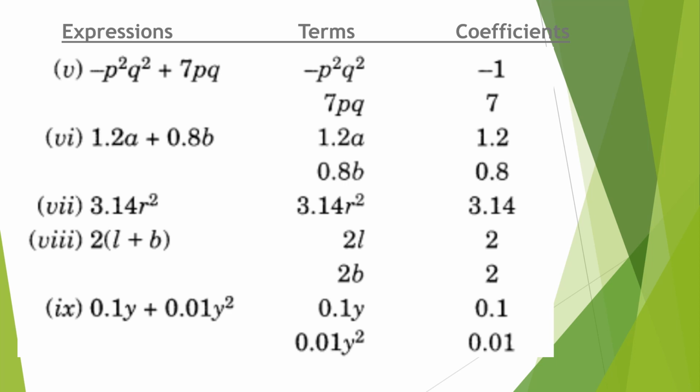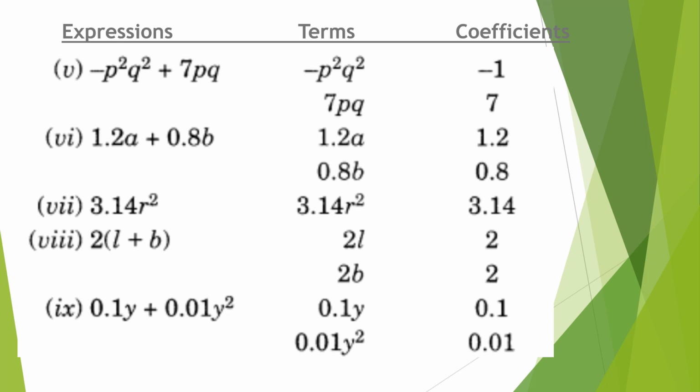Next, fifth one, minus p square q square plus 7pq. The first term is minus p square q square. That means minus 1 into p square q square. So its coefficient is minus 1. Second term is 7pq and its coefficient is 7.